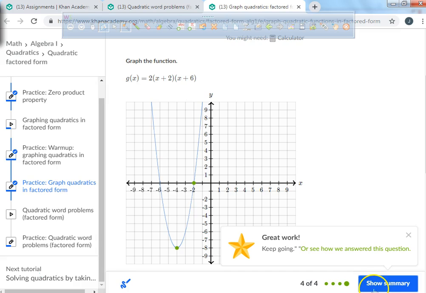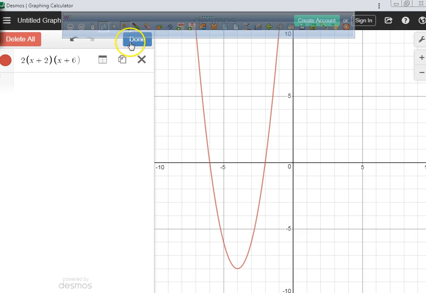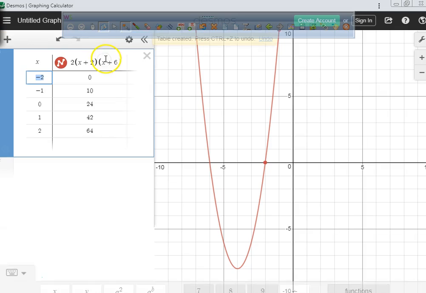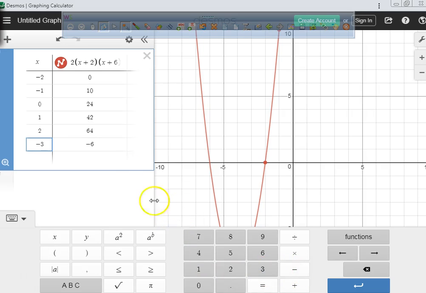Now what if you couldn't plot your vertex? Do you guys see this little gear symbol right here? Hit the gear symbol, make a table, and now you can see all the points that you could plot. You can't plot all of those, but you can type in another point. You can type in a -3, and that gives you a point. I wonder what's going to happen for -4. So you can make a table and then add numbers to that table to find points that you can plot.